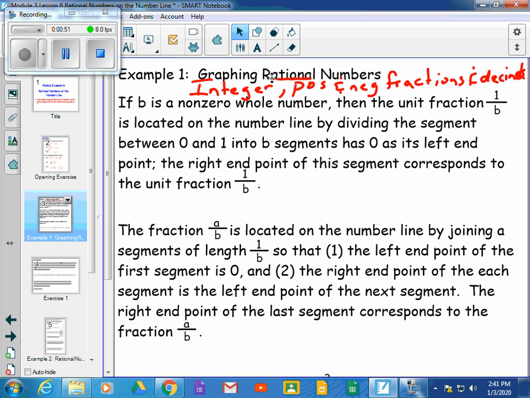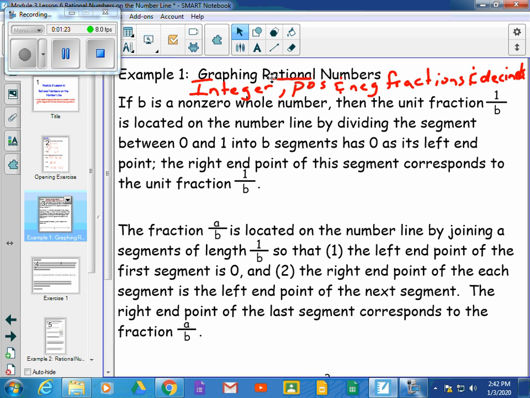And these two definitions at the top are really long definitions. I'm going to read them to you, and then I'm going to try to paraphrase what they mean. It says, if b is a non-zero whole number, the unit fraction 1 over b is located on the number line by dividing the segment between 0 and 1 into b segments that has 0 as its left endpoint. The right endpoint of this segment corresponds to the unit fraction 1 over b.